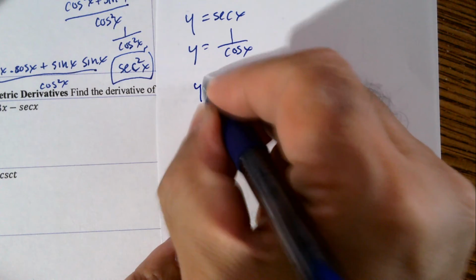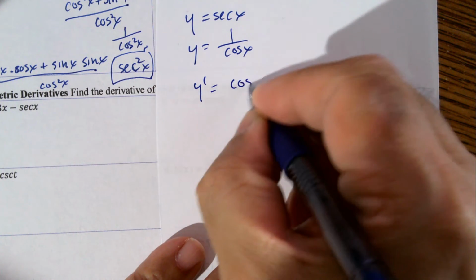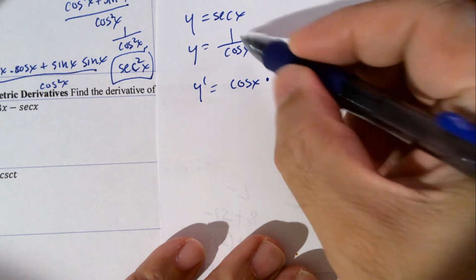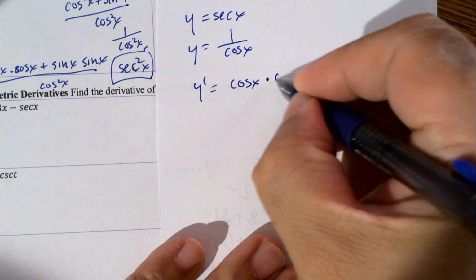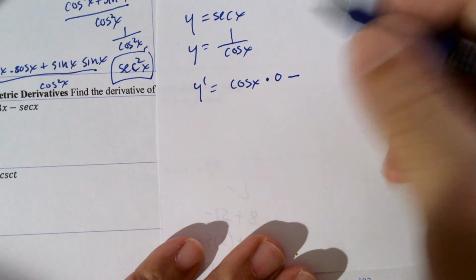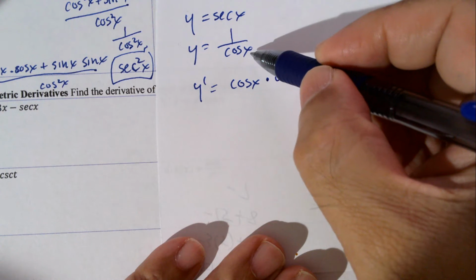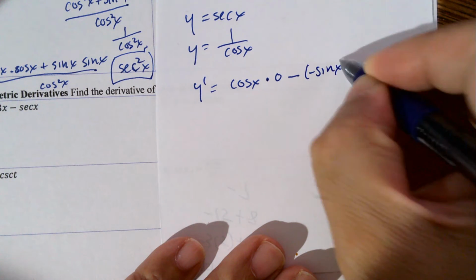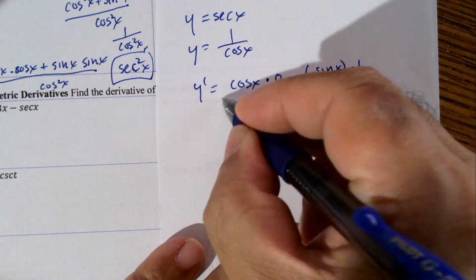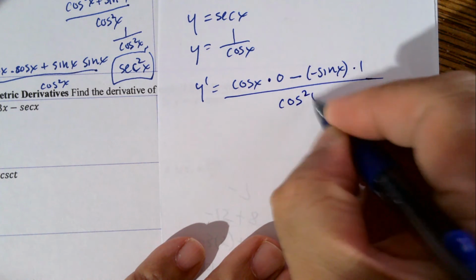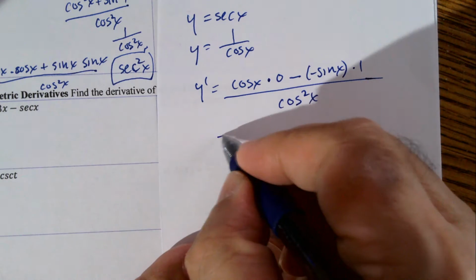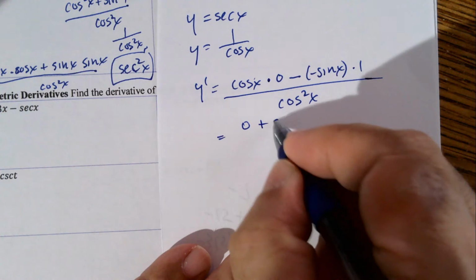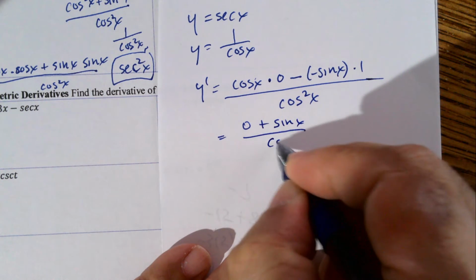So y prime equals cosine x, right? Quotient rule says bring up the denominator, times the derivative of the numerator. The numerator is 1. Derivative of 1 is 0. Minus the derivative of the denominator, which is negative sine x times 1 over cosine squared x. So that's 0. Minus and negative is plus, so it's positive sine x over cosine squared x.